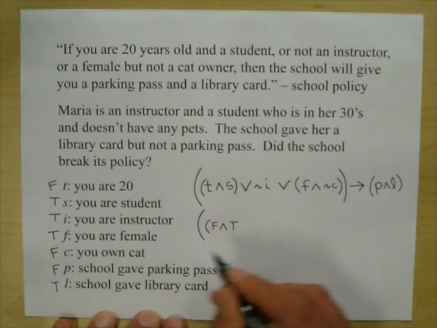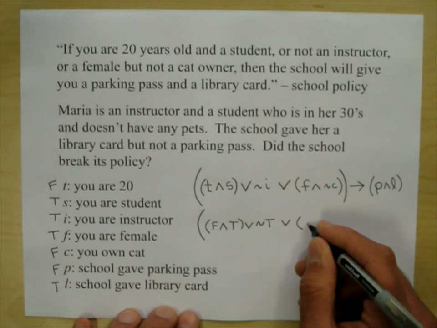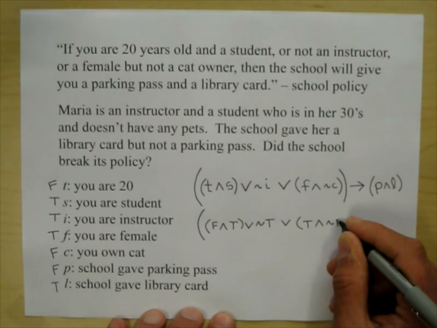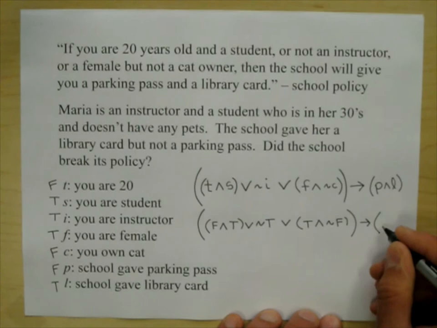False and true. And then we have not true. And we have or. And then this one's going to be true and not false. So all I'm doing is replacing the C with a false. And then we have this right here. And then we have false and true.